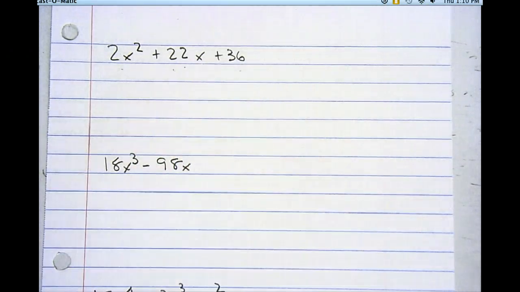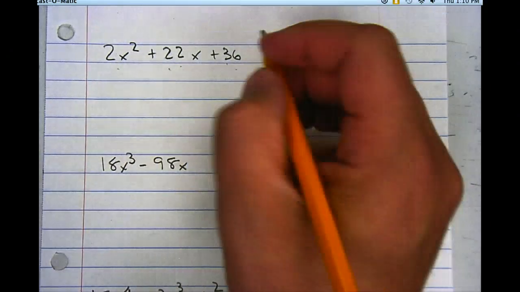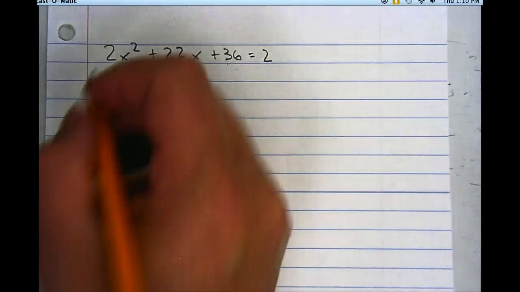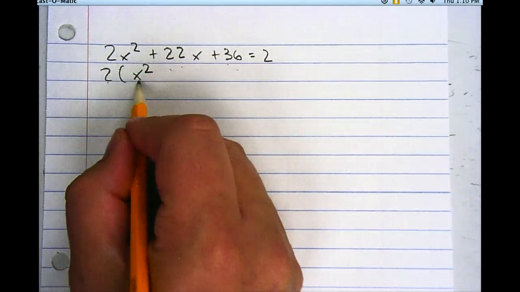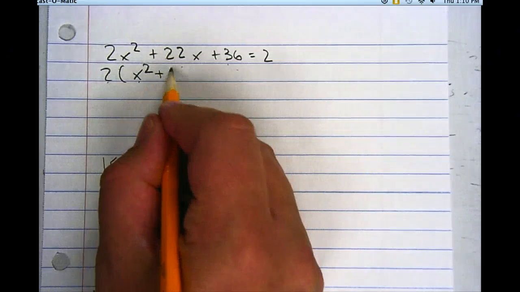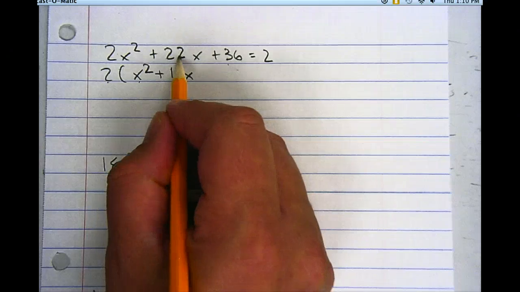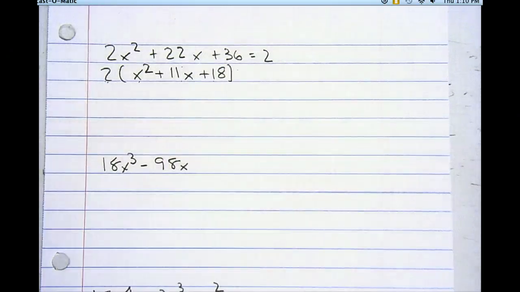Now before I use my generic rectangle and diamond problems, I can factor something out of all three of those. And if I look at it carefully, all three of these numbers are even. So I can factor a 2 out before I actually use my diamond problems and generic rectangles. If I factor a 2 out, I'm going to have x squared, because 2 times x squared is 2x squared, plus 11x, because 2 times 11x is 22x, plus 18, because 2 times 18 is 36.